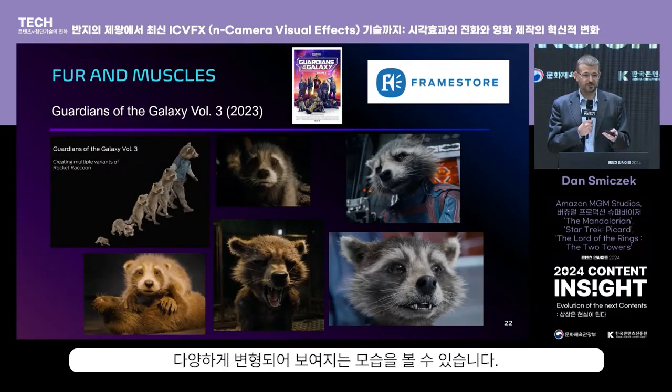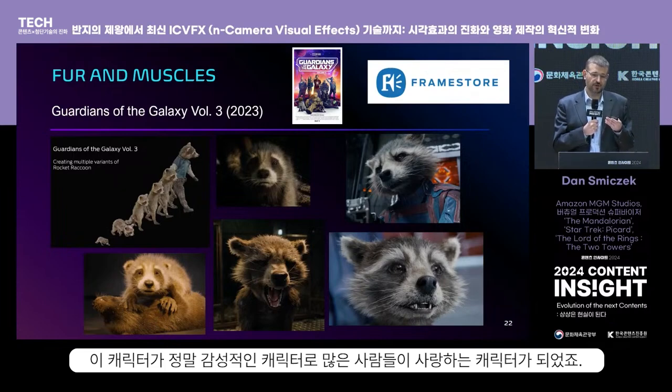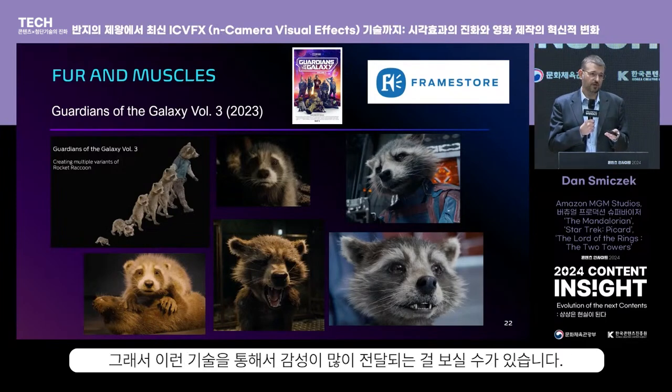recently, a good example is Guardians of the Galaxy Volume 3, where Rocket Raccoon, not only is he one character, but it was his entire life. So from when he was very small to very big, and Framestore did a fantastic job. And the thing about this is, these characters become very beloved. The emotions, the acting, you forget that they're not real. So you're seeing all these emotions come through with the technology, and that's what's so important for this.